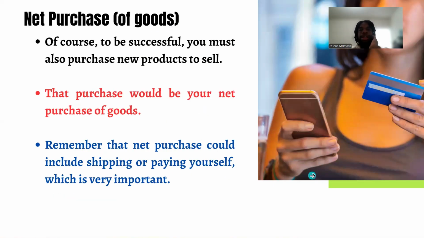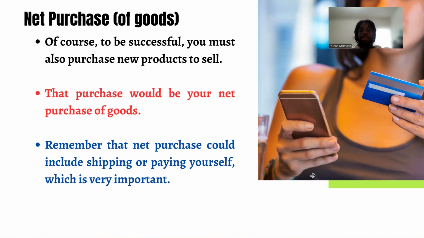And of course, if I only have 25 shirts and I plan to sell 100 every week, I'm going to need to buy a new product to be successful. So I call that new product your net purchase of goods. And it's basically the new products that you purchase to sell. And the important thing to remember is your net purchase could also include shipping or paying yourself inside your COGS, depending on the way you want to put it inside your profit and loss statement.